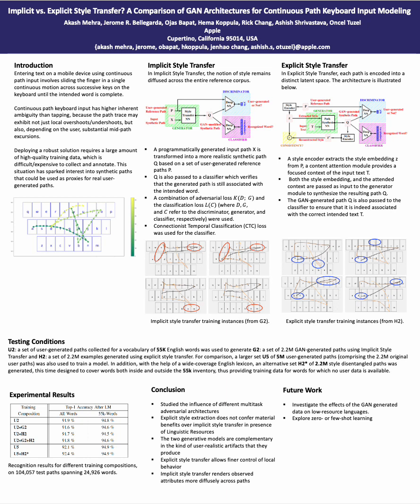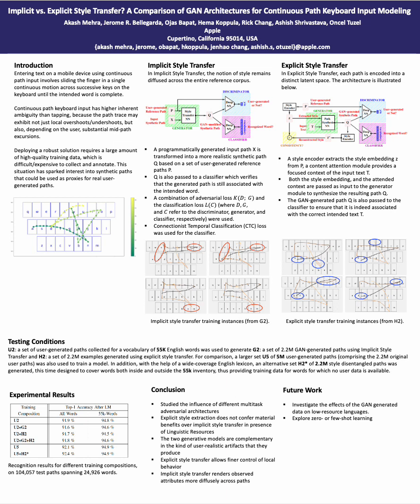A programmatically generated input path X is transformed into a more realistic synthetic path, Q, which is based on a set of user-generated reference paths. Q is also passed to a classifier, which verifies that the generated path is still associated with the intended word. We use a combination of adversarial loss and a classification loss. For classification, we use connectionist temporal classification.